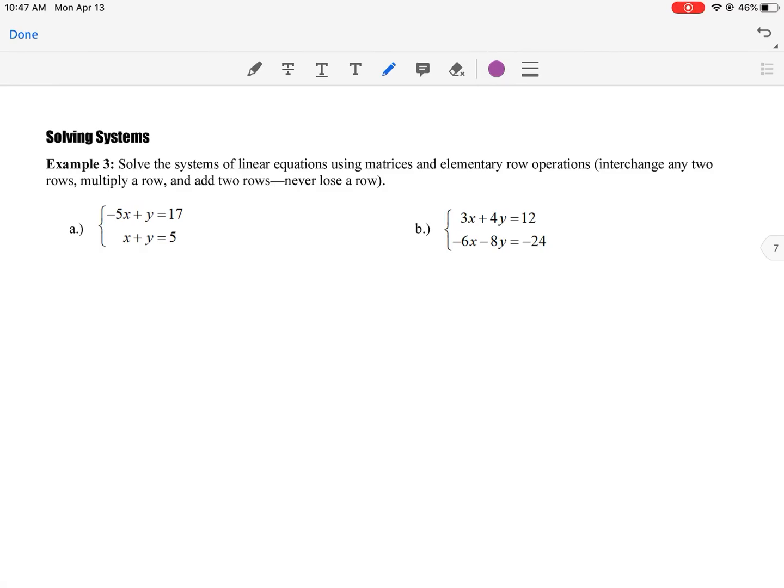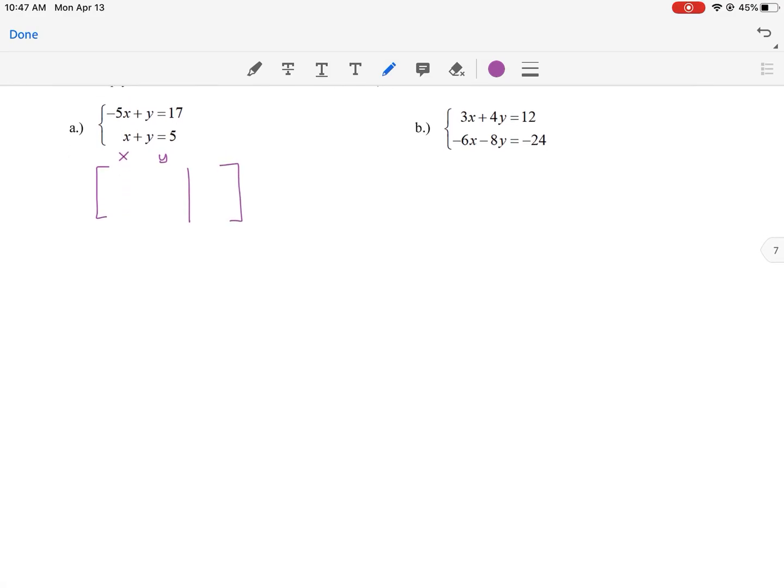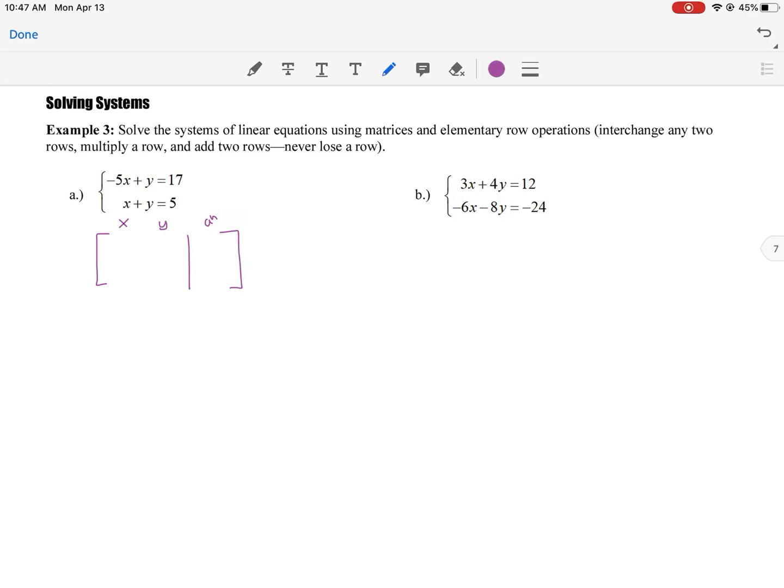And that's going to be the whole idea behind what we're doing today, is we're trying to get things into reduced row echelon form. So solve the system of linear equations using matrices and elementary row operations: interchanging any 2 rows, multiplying a row, and adding 2 rows. Be careful never to lose a row. Let's see what it looks like. So the way we're going to set this up is we're going to put the coefficients here for x and y, right? And then you're going to have the answers over here on the right.